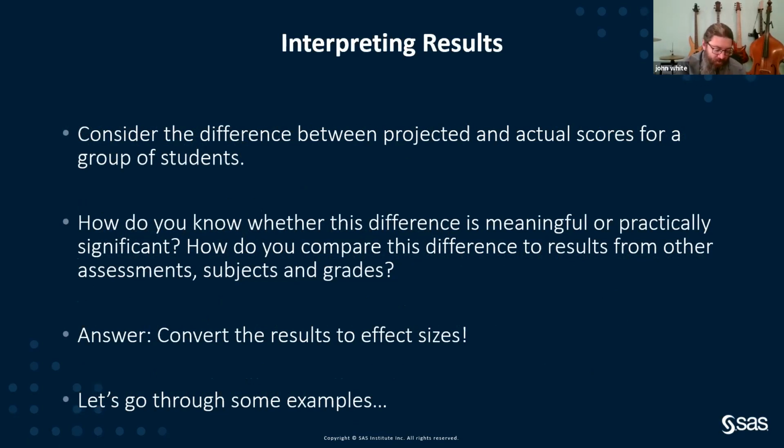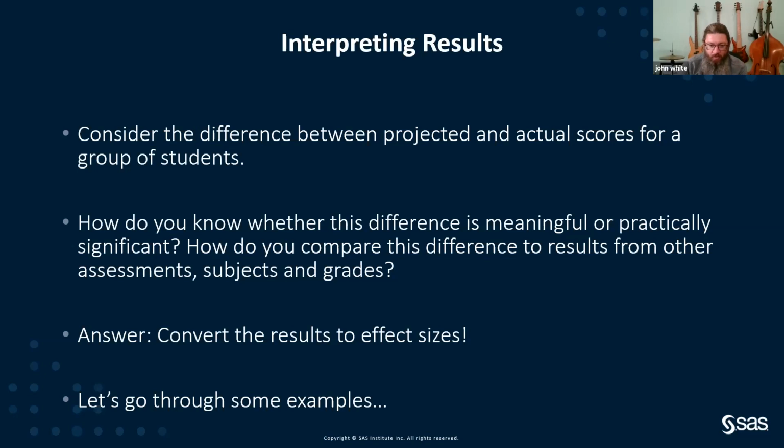All right, so now that we kind of have that model established, if you will, we need to talk about how do we actually interpret these results. So if we look at the difference between these projected scores and actual scores, how do we know if something is meaningful, if it's practically significant? How can we compare different results if we're talking about local assessment data using something like MAP or STAR, or even the data that we might use or might see for something like the PSSAs later when those results come back? So the answer here is we would like to convert all of these results to something called effect sizes.